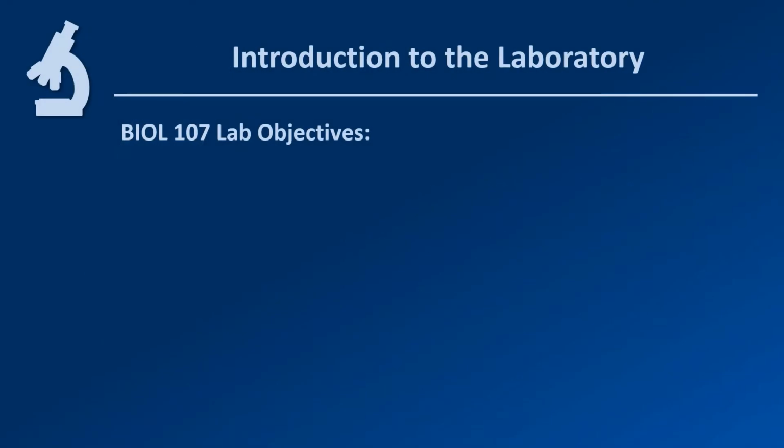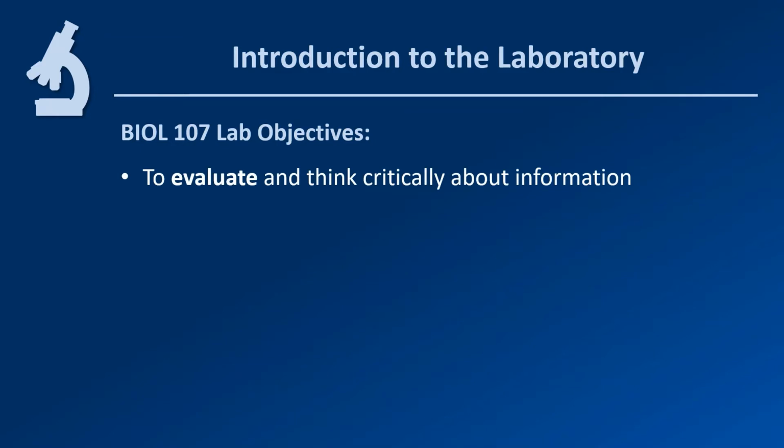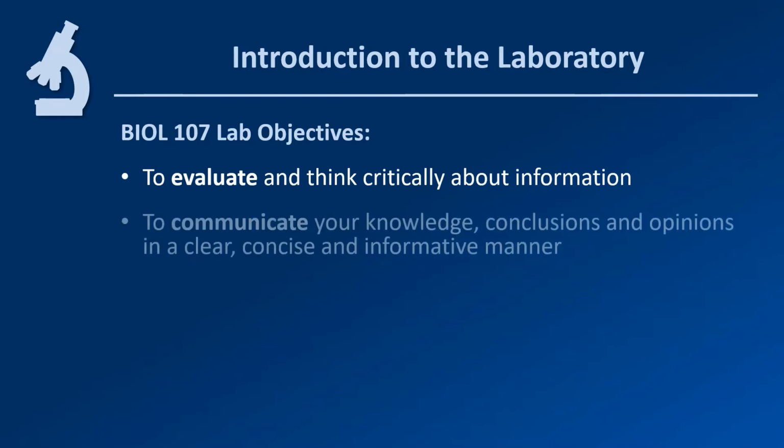First, let's talk about what the objectives are in the Biology 107 laboratory. First, we're going to get a little practice in critical thinking. So what we're going to do is have data, and we're going to learn how to interpret it and think about it, and all of that has to do with practicing the scientific method.